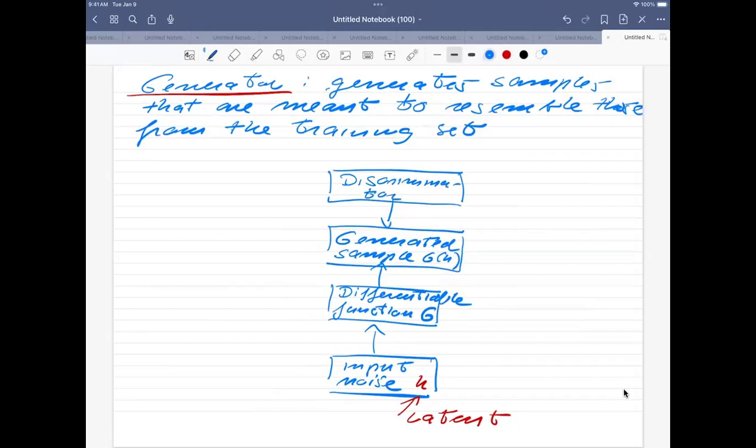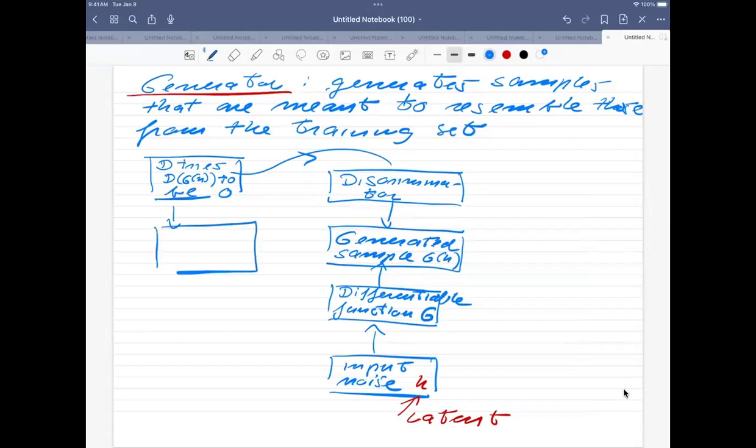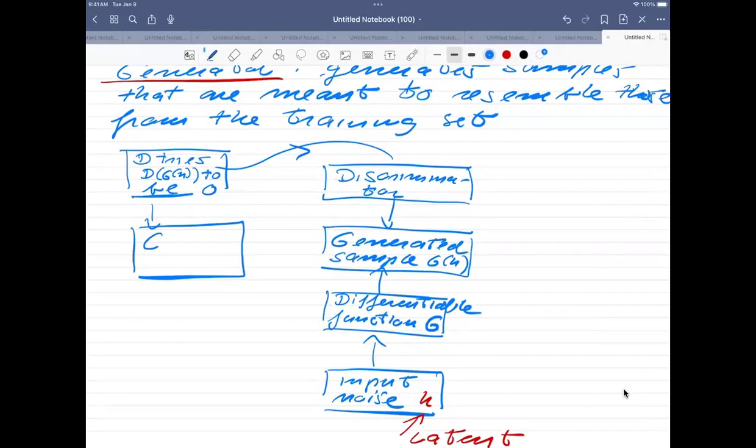And what we are doing then, so let's just put this one on the side here. So we have D tries this function D of G of H to be 0, and what we also have is that G, this function G, tries this D of G of H to be equal to 1.